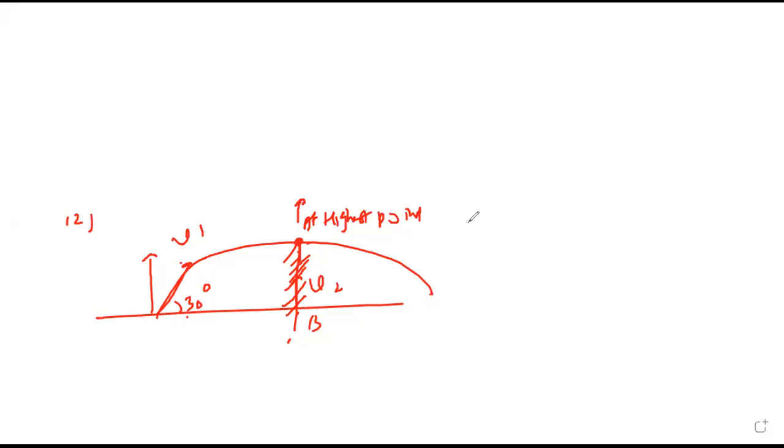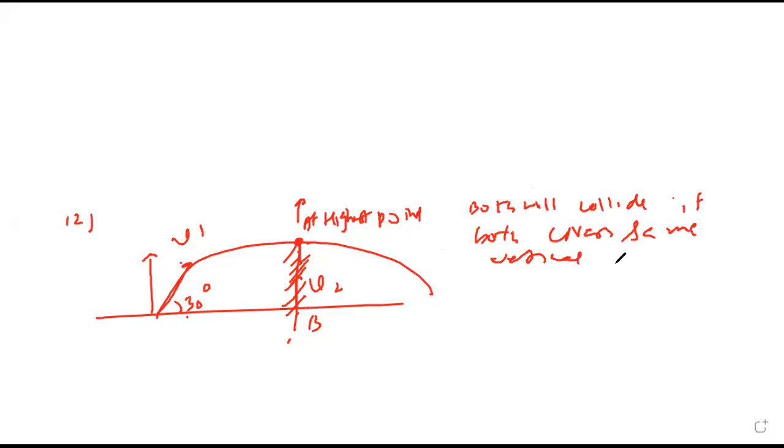Yes, sir. So both will collide if both cover the same vertical distance, that is the maximum height.